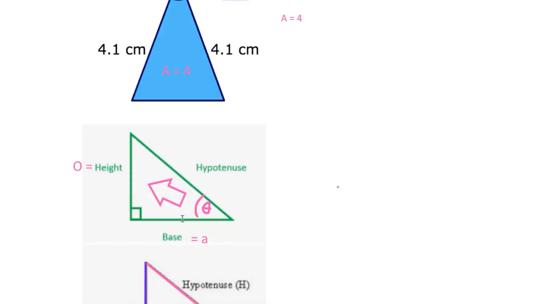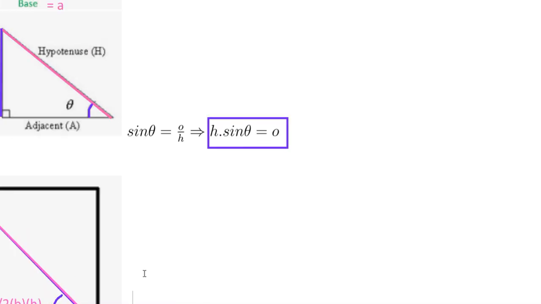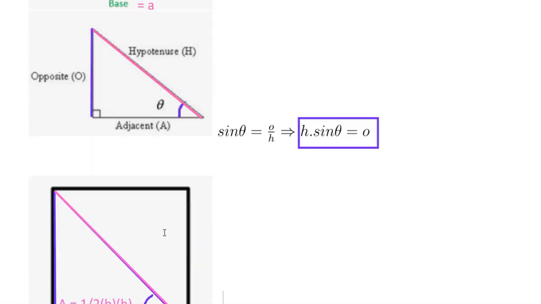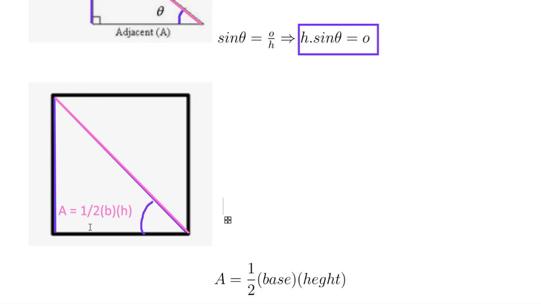I mean synonymous to this diagram. Base is at the bottom, the adjacent; height is the opposite. So the area is half base times height. Now, this you could describe as a right angle triangle.